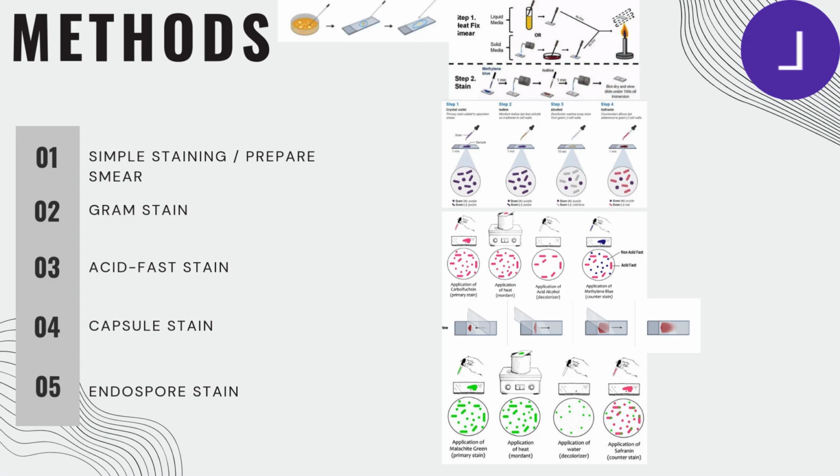Once we have all that done, we move to simple staining, in which we use a dye. In this case, we use crystal violet to give a little bit of color so we can see the shape and arrangement of the bacteria.